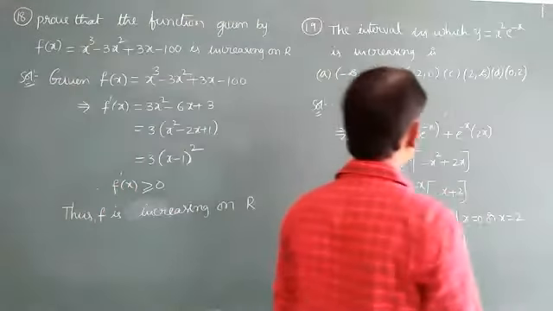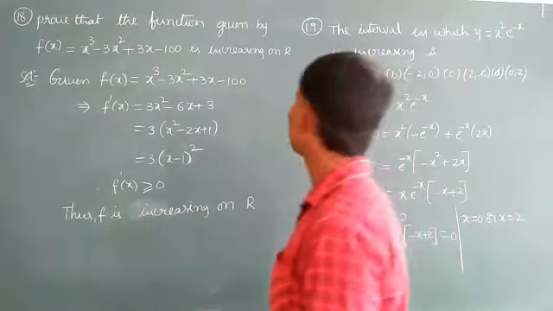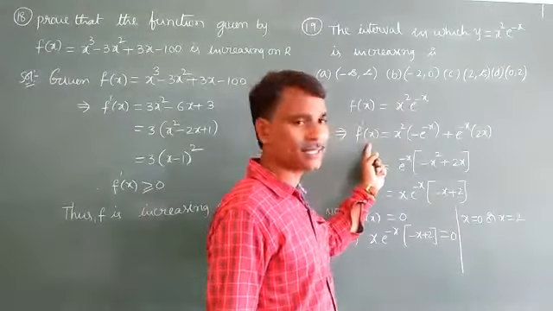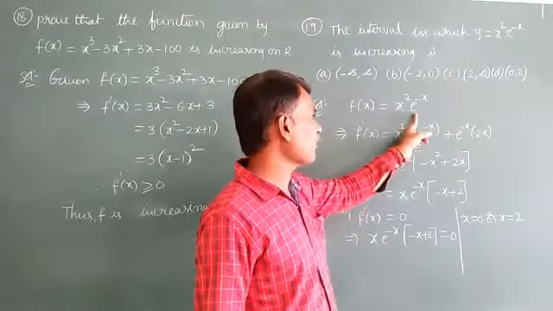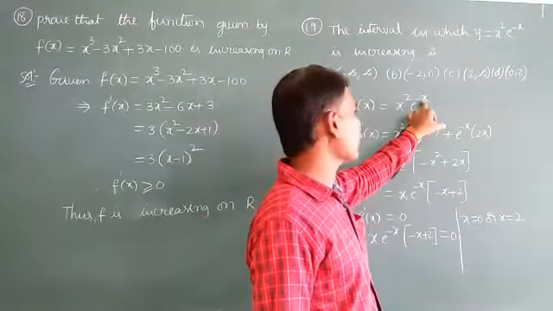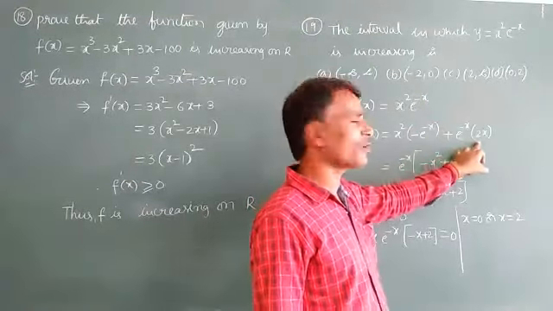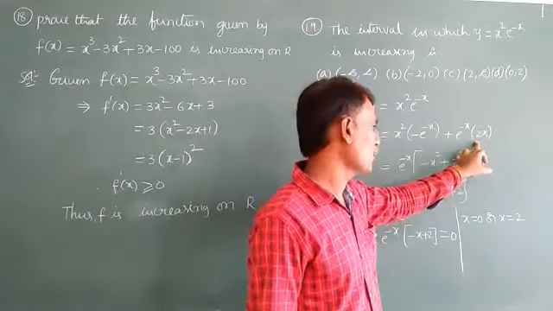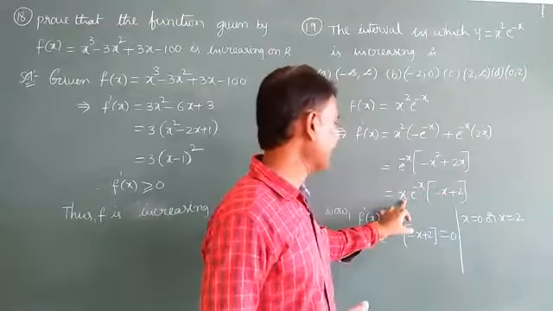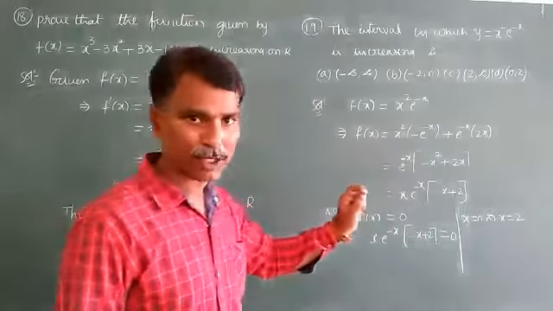19th one. The interval in which y is equal to x squared e power minus x is increasing. That means we are considering f of x is equal to x square into e power minus x. Differentiating this, consider it as f of x into g of x. X square into the derivative of e power minus x, which is minus e power minus x, plus e power minus x into the derivative of x square, 2x. Take e power minus x common: minus x square plus 2x. Again we can take x common. Finally, x into e power minus x into minus x plus 2. This is the first derivative of the function.